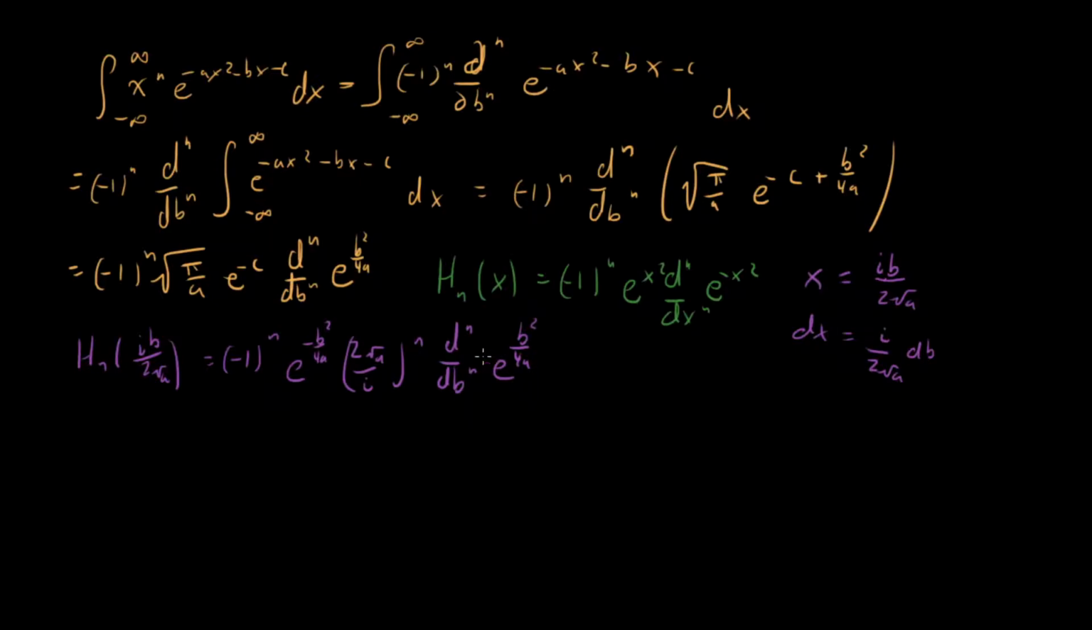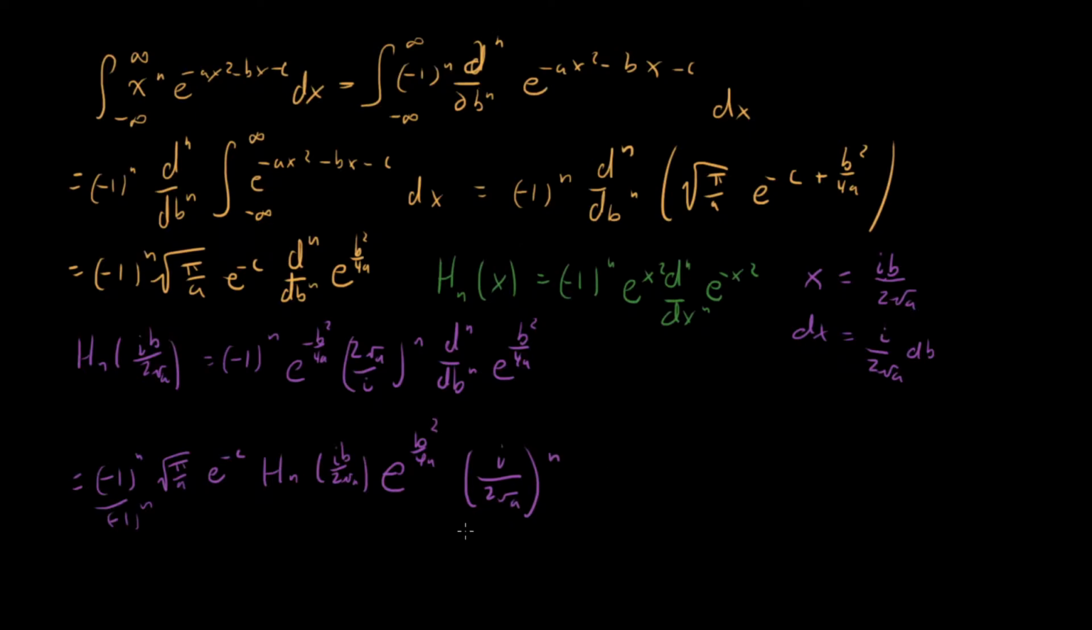Now what do we do? We just solve for this guy. So we divide all these terms over here, plug it in here, and then we're done. So this whole integral right here, we can write as (-1)^n root pi over a e^(-c), and then solve for this guy, which is going to give us H_n of ib over 2 root a, over (-1)^n. We're going to have an e^(b²/4a) from dividing this over, and then we're going to have this guy right here, which is going to give us (i over 2 root a)^n.